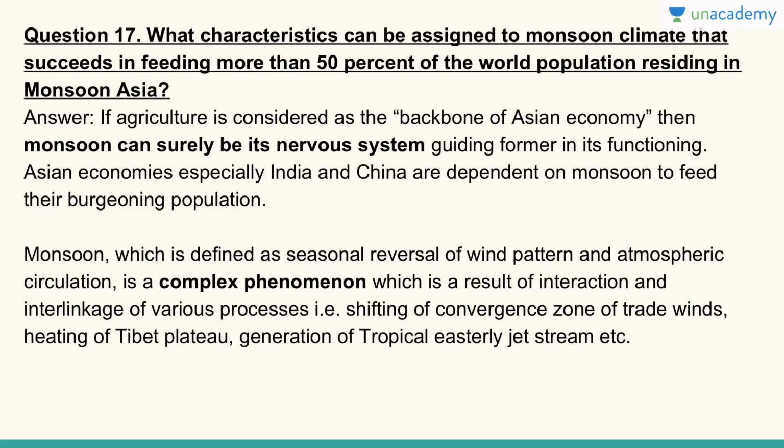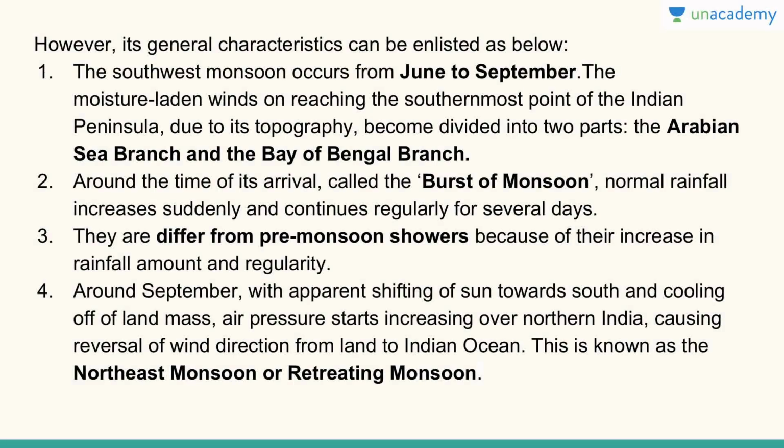Monsoon is defined as a seasonal reversal of wind pattern and atmospheric circulation. It is a very complex phenomenon and a result of interaction and interlinkages of various processes like shifting of the ITCZ, the heating of the Tibetan Plateau, generation of the tropical easterly jet stream, etc. Its general characteristics include: the southwest monsoon occurs from June to September, 4 months.